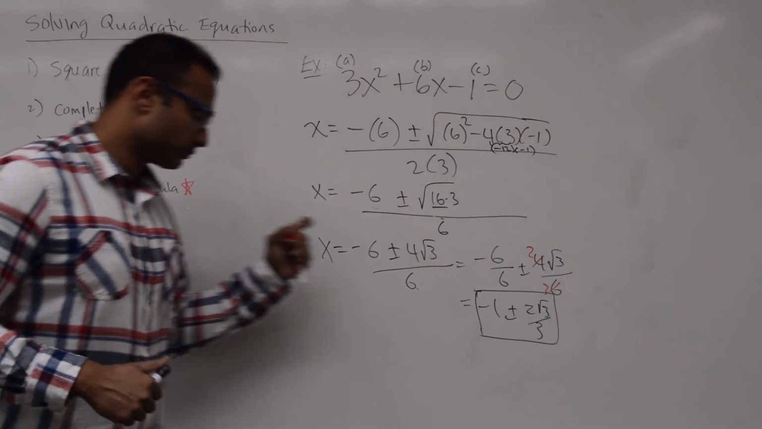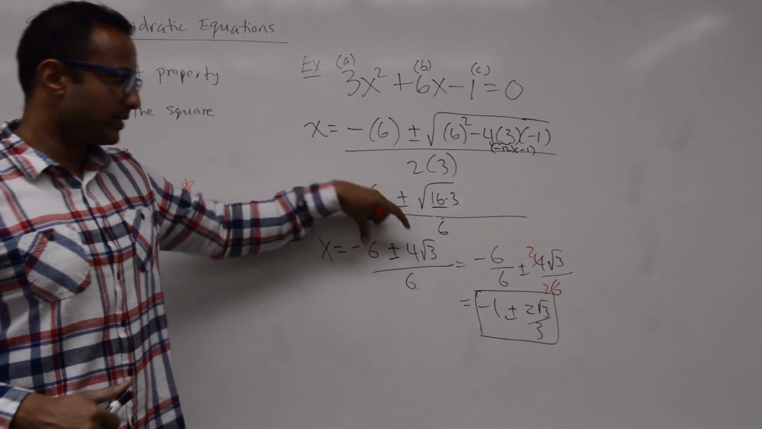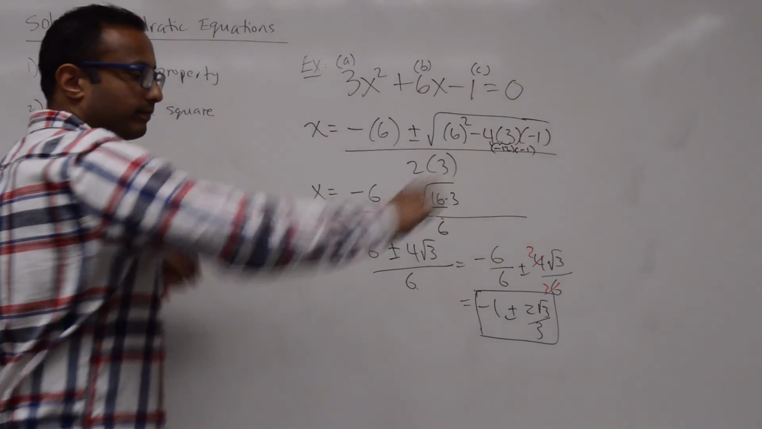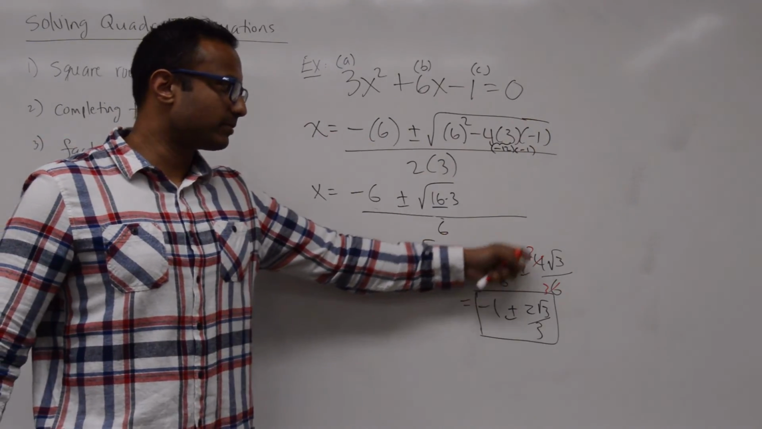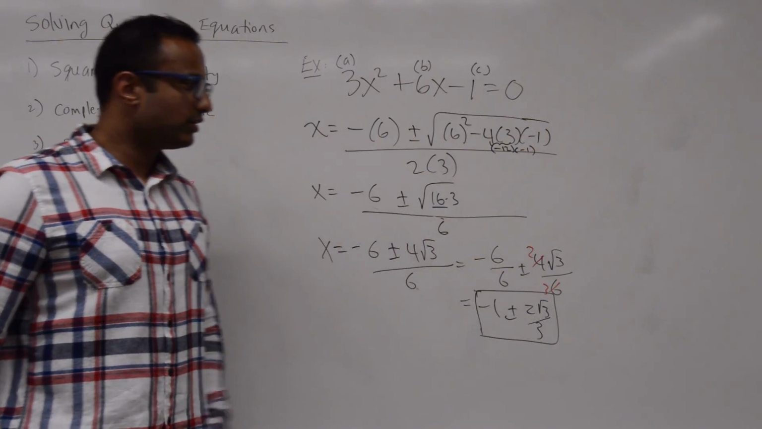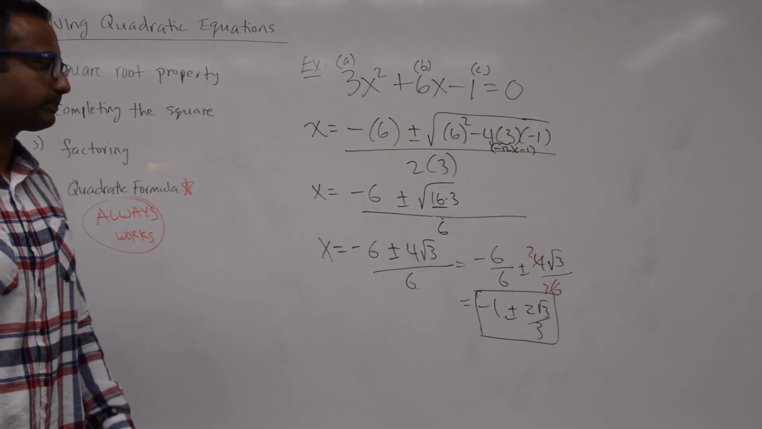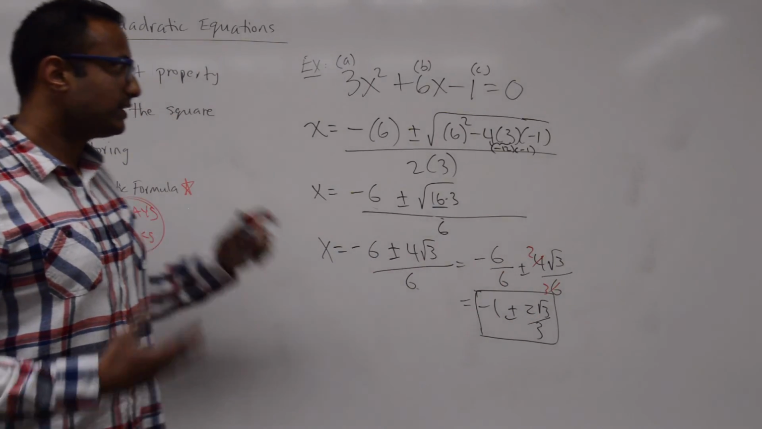So when you have a plus or minus sign, this becomes like one big term. In order for you to simplify it, you got to split those up as negative 6 over 6 plus or minus 4 rad 3 over 6, and then you can reduce it to be negative 1 plus or minus 2 rad 3 over 3. And that is the quadratic formula.